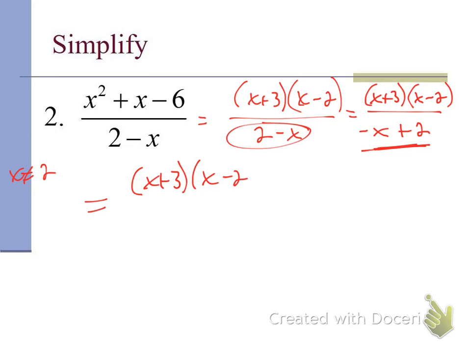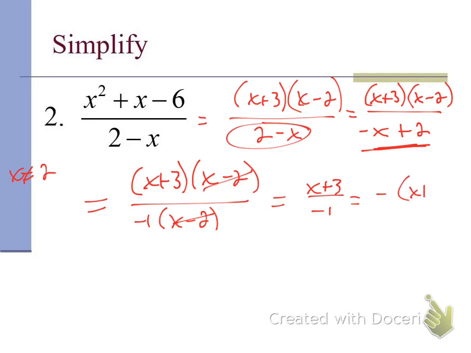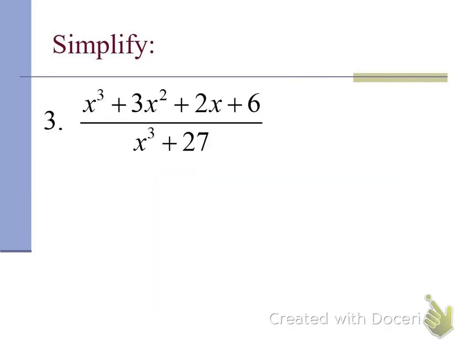Well, you can always factor out a negative 1. Always, as a GCF. And that just changes the sign. So now I do have x minus 2's that I can divide out. And so we get x plus 3 over negative 1, but I would write that negative 1 in the numerator and get negative x plus 3. Okay? A little bit of a math trick there.